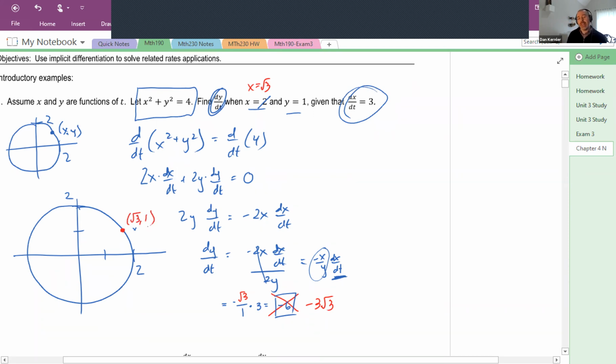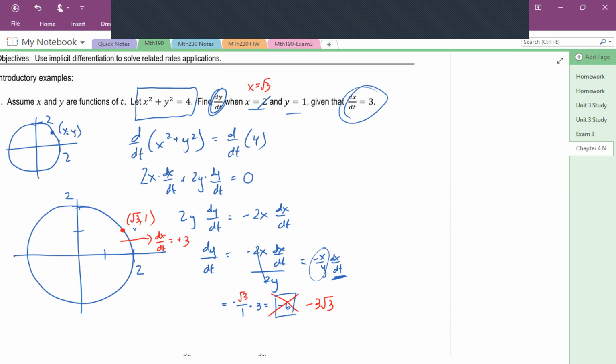And so what we're saying is if x is increasing at a rate of 3, so that means x is quickly going to the right, dx/dt is 3. Maybe it's per second, per hour, per day, who knows? We don't know what the time units are. But dx/dt is positive 3. So if x is going in that direction quickly, what's going to be happening to y if the point has to stay on the circle? Is y going to be increasing or decreasing? Decreasing? It has to be decreasing.